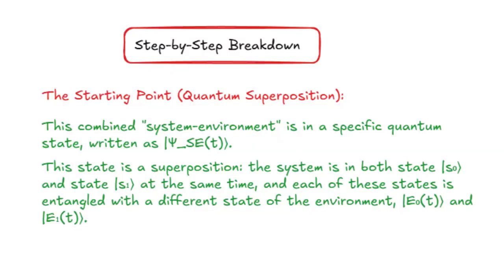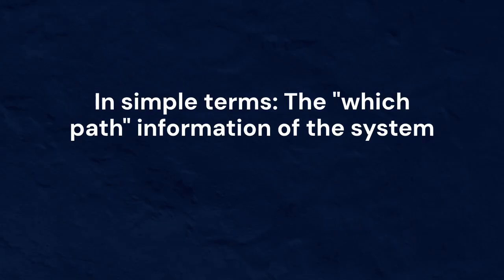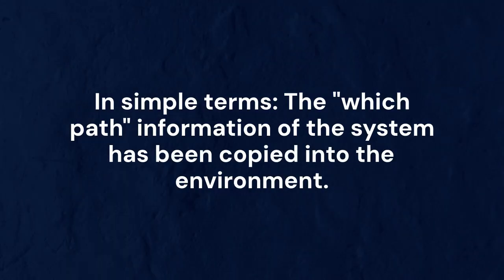This state is a superposition. The system is in both state S0 and state S1 at the same time, and each of these states is entangled with a different state of the environment, called E0 of t and E1 of t. In simple terms, the which path information of the system has been copied into the environment.